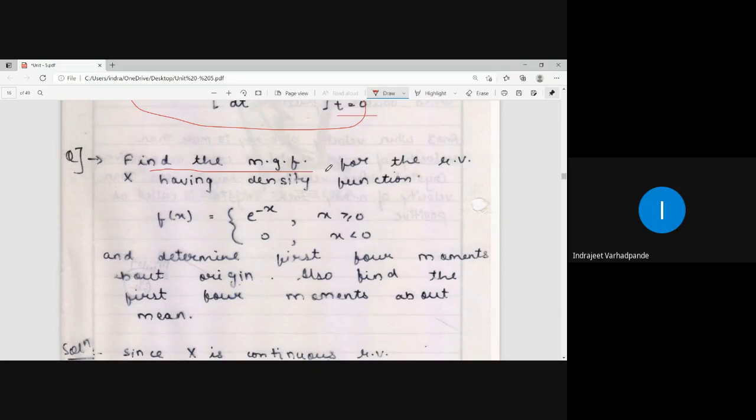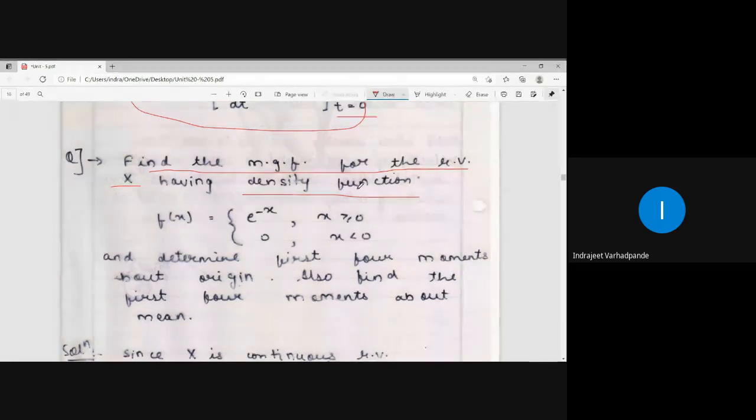Find the moment generating function for the random variable x having density function. Having density function means what kind of random variable it is? Can anybody tell me just by reading the question? When you say it is a probability function, it is discrete. When you say density function, it is a continuous random variable. So whatever language is used in the question or the example, we can easily decide.